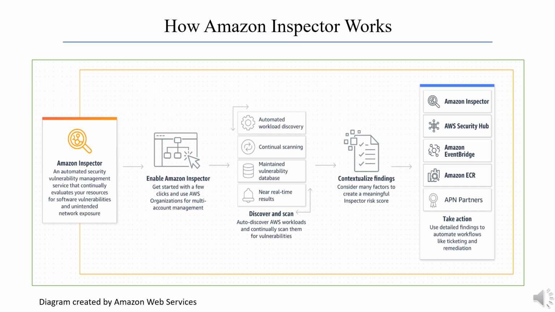Amazon Inspector is an automated vulnerability management service that continually scans AWS workloads for software vulnerabilities and unintended network exposure. The diagram is created by Amazon Web Services. It shows the key features of Amazon Inspector and how to use the service. It also shows how Amazon Inspector is integrated with other AWS services. We recommend you read the diagram and get a better understanding of how Amazon Inspector works in a typical application environment.